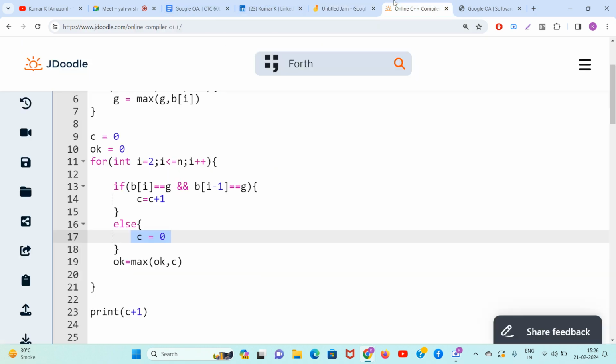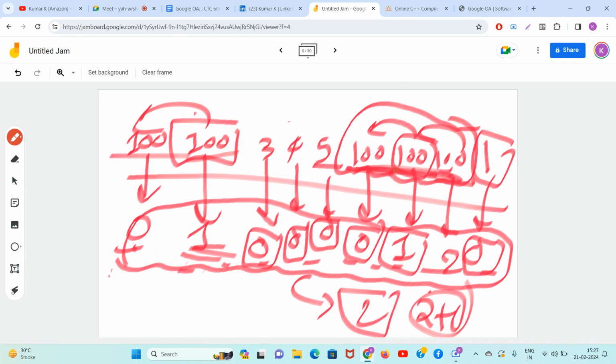So whenever I take maximum now, see ok equal to max of ok comma C. I take maximum of all the ok here and I print ok plus 1. Why ok plus 1? Because when there are 3 numbers now, your C will only go till 2. So you need to add 1. Got it? Because you're comparing with the previous number now, so 2 hi badega.